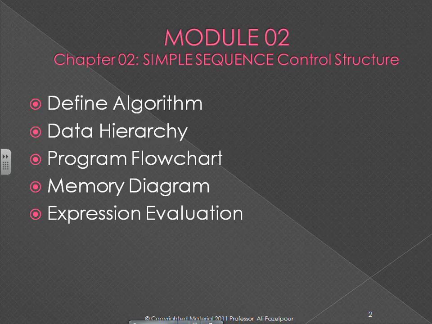In the previous chapter, a flowchart is a graphical presentation of an algorithm. A program flowchart is full of details. However, a system flowchart just shows input, process, output.